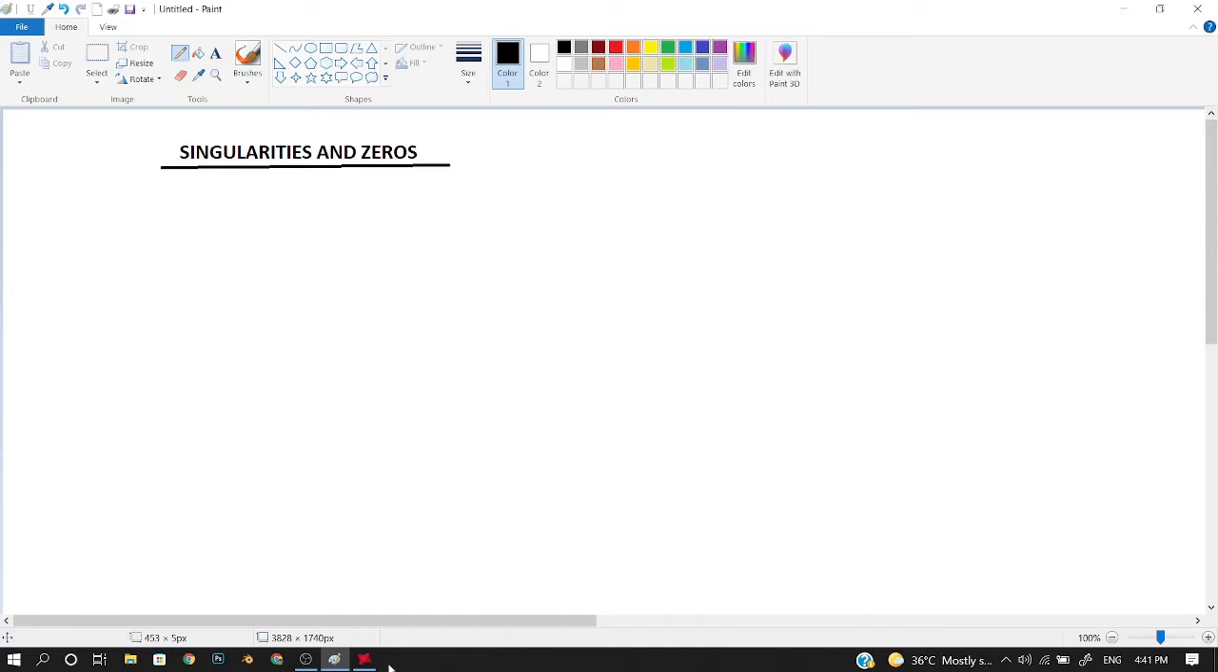We can discuss singularities and zeros. A singular point of an analytic function f of z is a point z0 at which f of z ceases to be analytic. That means a singular point is a point at which the function f of z is not analytic.